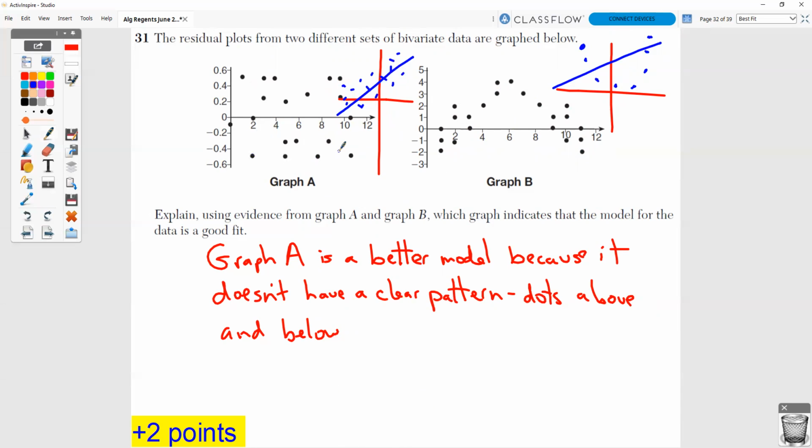The dots are randomly all over. That means about half the points are above and about half the points are below. So graph A, and the reason is that it would be more linear.